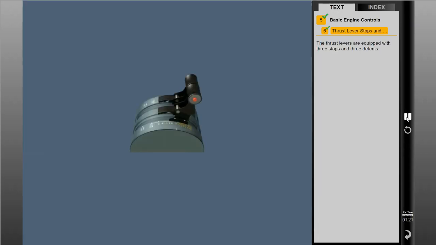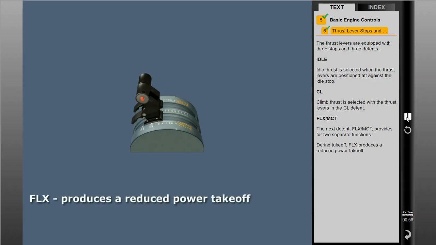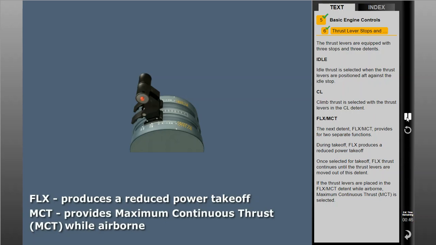The thrust levers are equipped with 3 stops and 3 detents. Idle thrust is selected when the thrust levers are positioned aft against the idle stop. Climb thrust is selected with the thrust levers in the climb detent. The next detent, Flex MCT, provides for 2 separate functions. During takeoff, Flex produces a reduced power takeoff. Once selected for takeoff, Flex thrust continues until the thrust levers are moved out of this detent. If the thrust levers are placed in the Flex MCT detent while airborne, Maximum Continuous Thrust, or MCT, is selected.